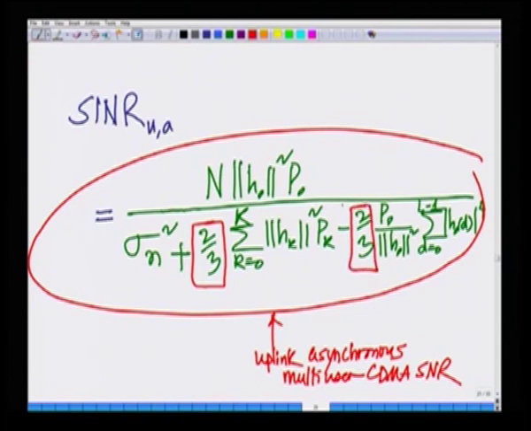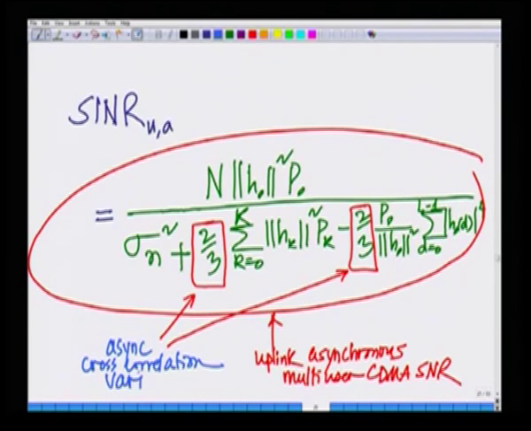This is the uplink asynchronous multi-user CDMA SNR, where the different thing compared to the synchronous is this factor 2 by 3. This factor 2 by 3 arises due to the asynchronous cross correlation variance, which we have seen. This arises due to the asynchronous cross correlation variance, and then that is the final last expression we are going to derive in this topic of CDMA.